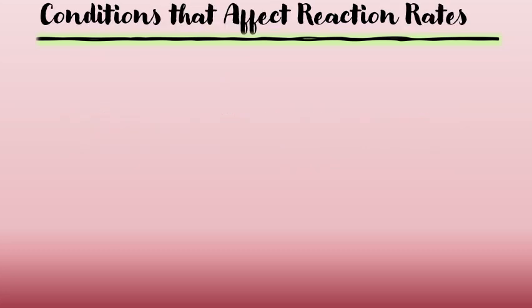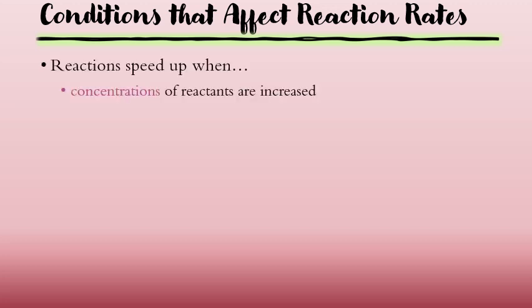Okay, so once those molecules collide, there are a few things that are going to determine how fast the reaction occurs, or things that affect the reaction rate. Reactions get faster when the concentrations of your reactants are increased. So think about this. Let's say you have your reactants in a container and you add more and more and more. Then you're going to have an increased number of collisions, right?